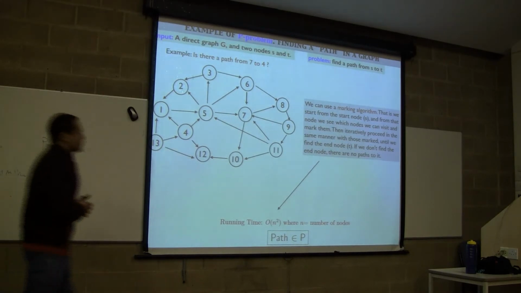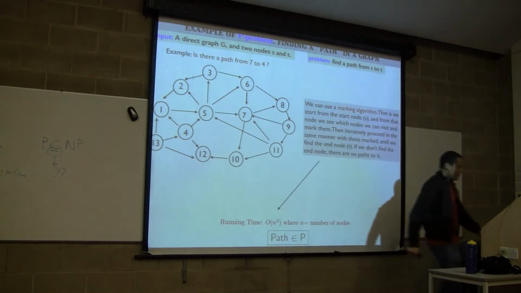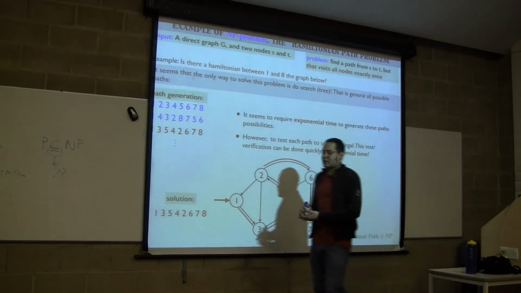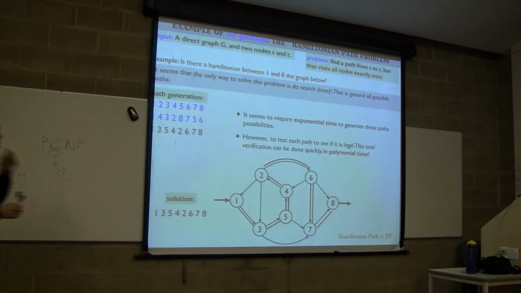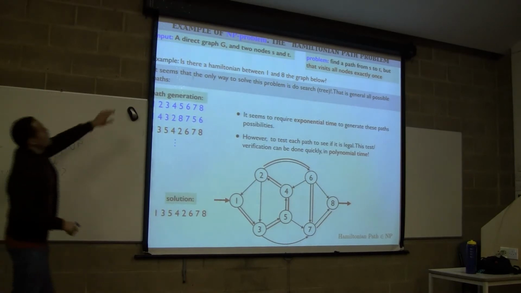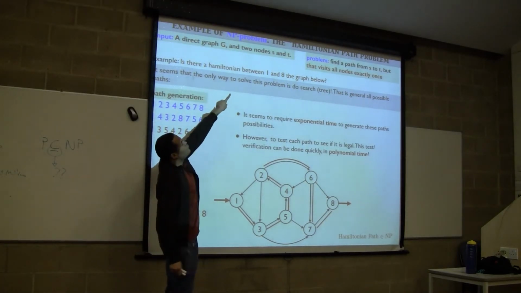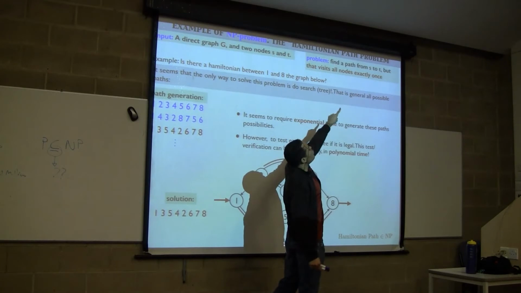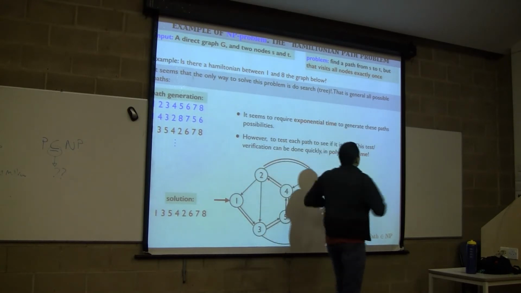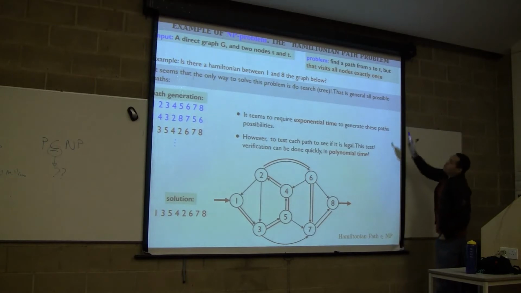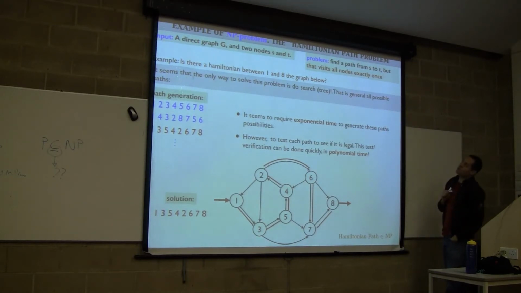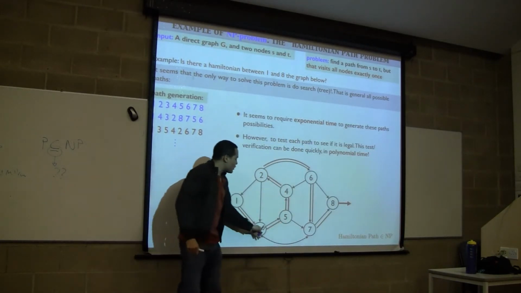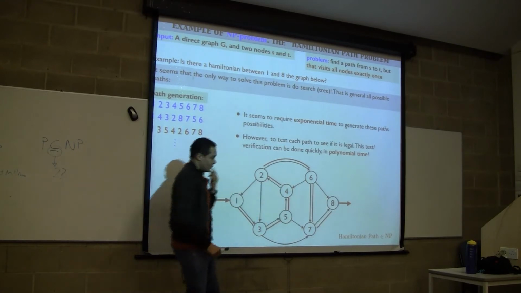Okay? But an example of an NP algorithm is something slightly different to this one, which is called the Hamiltonian problem. Again, you're given a directed graph G and two nodes S and T, and what you want to do is find a path from S to T that visits all nodes exactly once. In particular, if S and T are the same, then what you want to do is find a closed loop on that graph. But you can only visit each node once. You can't visit a particular node twice.